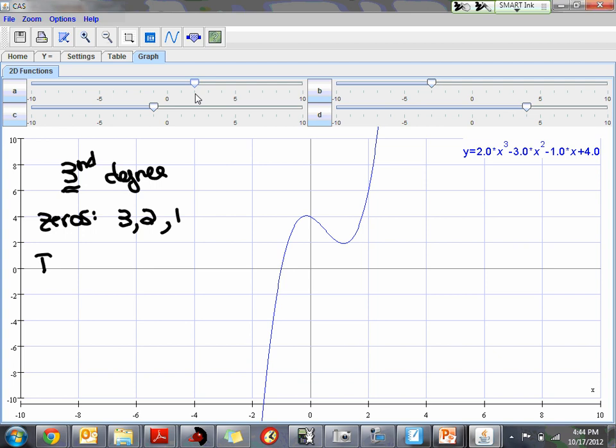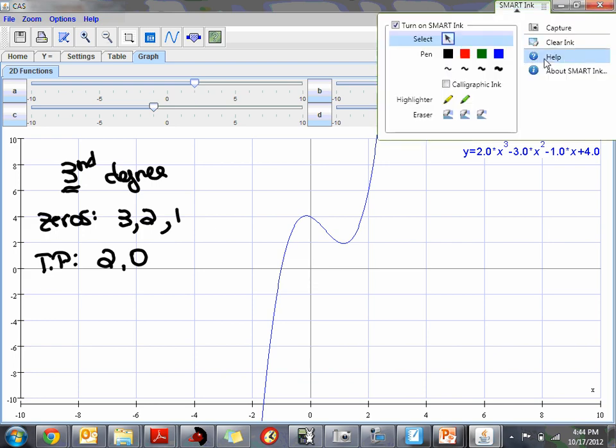How many turning points will it have? I'll abbreviate that TP, the number of turning points it can have. The greatest number of turning points it can have is 2, but it could also have 0. And again, this is the graph that has 2. If you want to have one that has 0, I can drag it, and we've shown you that before, so we'll move on.